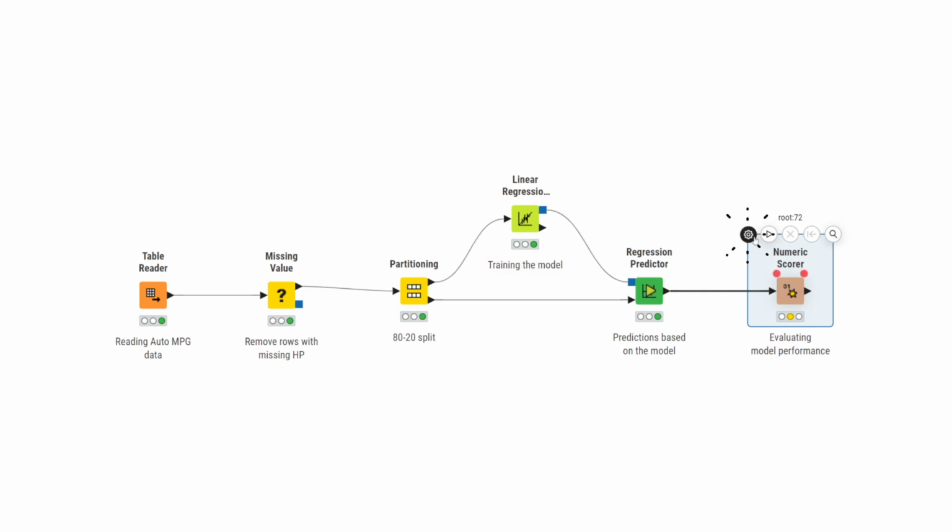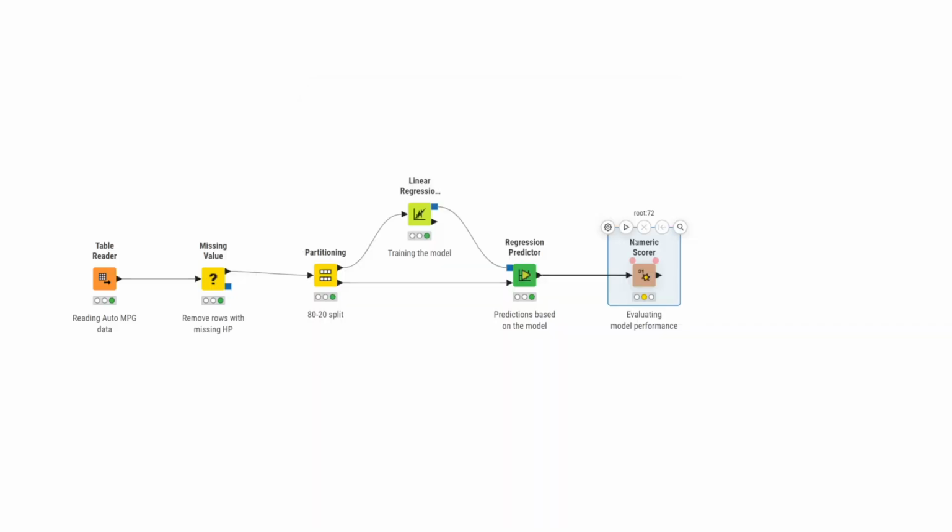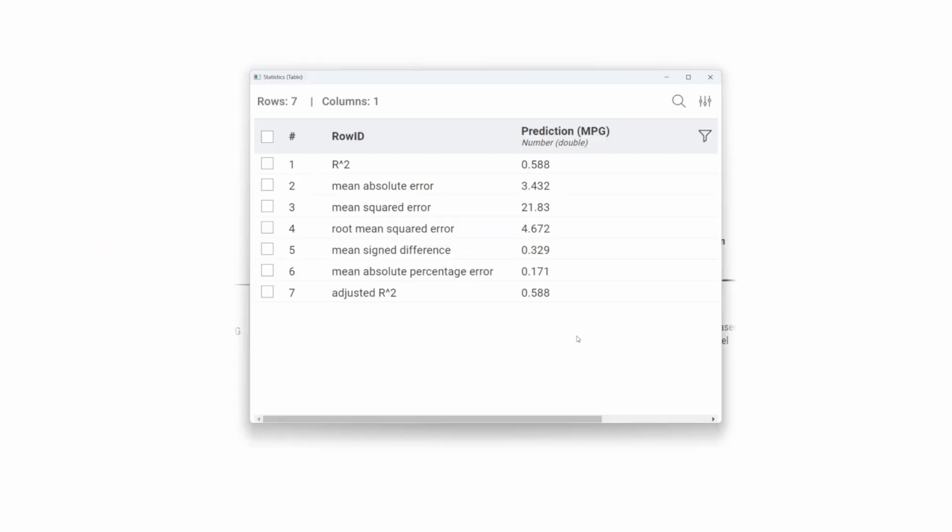In the configuration window, you specify the target as the reference column and the predicted outcome as the predicted column. In this example, your model has an R-squared value of 0.588, indicating that 59% of the variability was explained by this linear regression model.